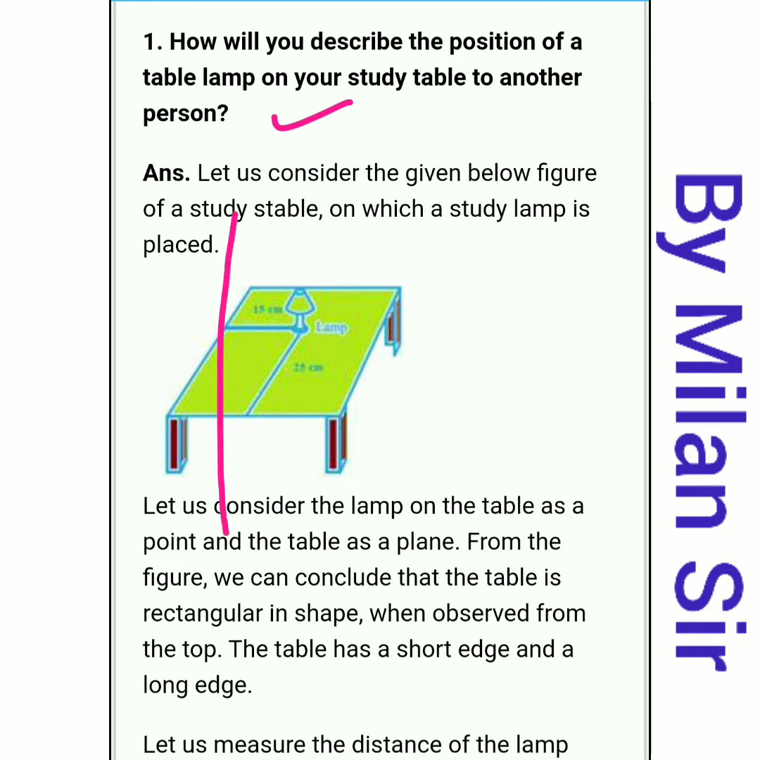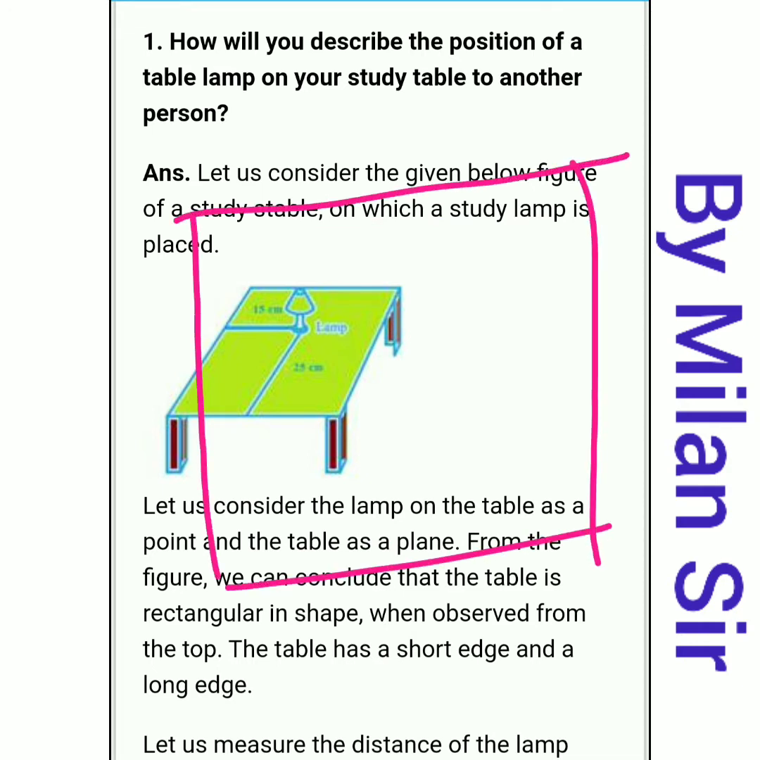So for example, just consider one rectangular table. Now this is the top view of the table. Here the actual 3D figure is given. If we see it from the top, then we will see the rectangular shape, right? If my table lamp is here, then how can I describe the position of this table lamp?